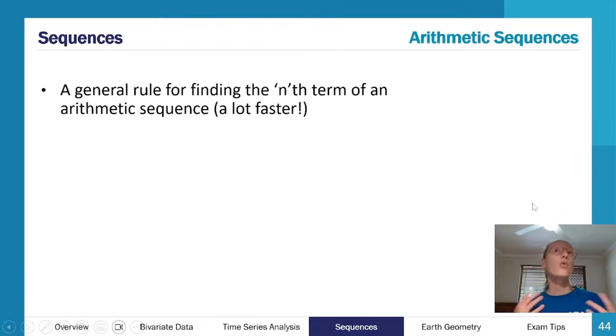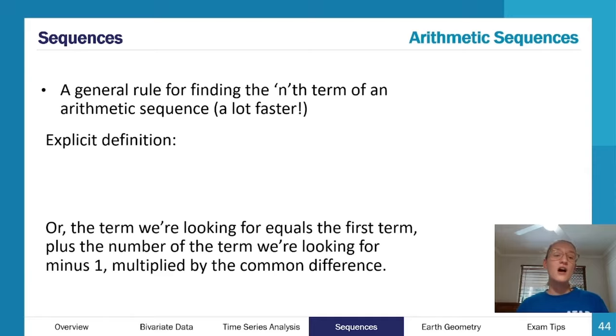But what if we don't want to do recursion? What if we don't want to find term 1, 2, 3, 4, 5? What if we wanted to skip straight to term 37? We definitely want a much faster way to do that. So a general rule for finding the nth term of a geometric sequence is the explicit definition, which is this here.